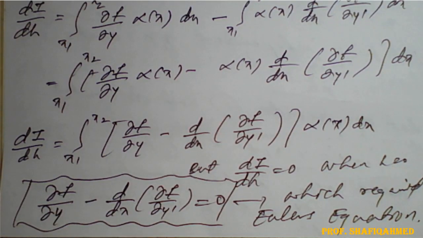So this is nothing but Euler's equation, being the necessary condition for an extremum. Therefore when I is equal to integration of x1 to x2 of f of x, y, y dash, we can prove Euler's equation as dou f by dou y minus d by dx of dou f by dou y dash equal to 0. Hence the proof of Euler's equation.